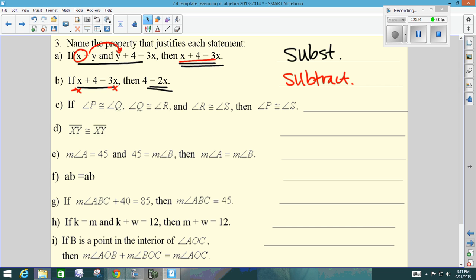C. If angle P is congruent to angle Q, angle Q is congruent to angle R, and angle R is congruent to angle S, then angle P is congruent to angle S. Angle P is congruent to angle Q, but Q is congruent to R, so I could just get rid of Q. But R is congruent to S, so I can just get rid of R, and then that would give me P is congruent to S. What property is that? Spence? This is your transitive property.